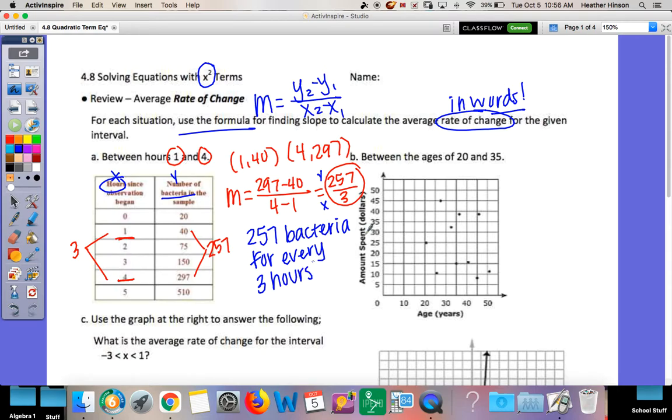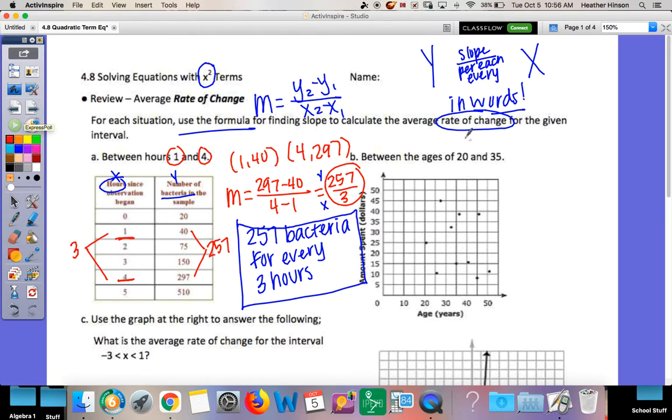So remember when we write rate of change, we do whatever our y is, and then our slope word, which can be per, each, or every, and then whatever our x is. So we did 257, y is bacteria, for every 3, which is x, and that is hours. So that is your rate of change.